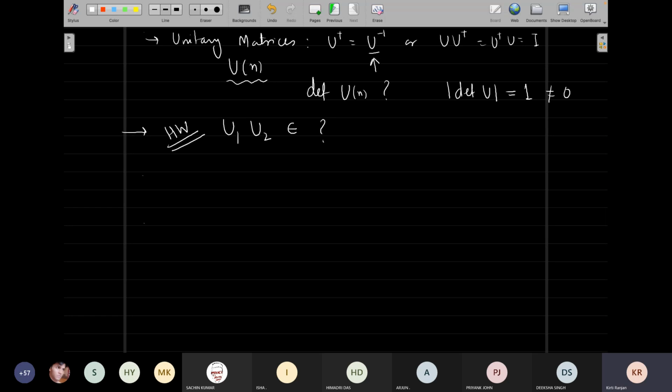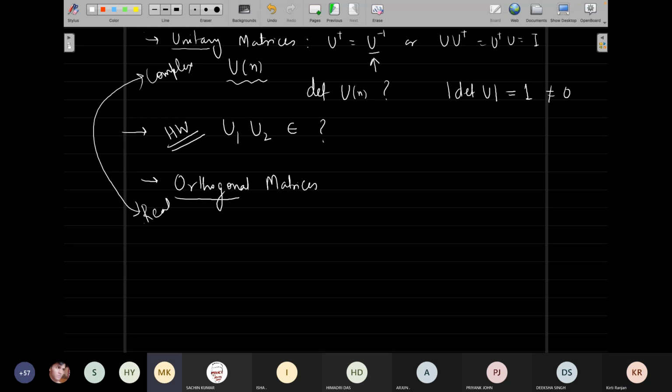In fact, I can do the same thing for orthogonal matrices. What is the difference between unitary versus orthogonal matrices? These have real entries. In the unitary case it was complex, and orthogonal is nothing but the real version of that. So how do we define that? O transpose is equal to O inverse, or O O transpose is equal to 1.